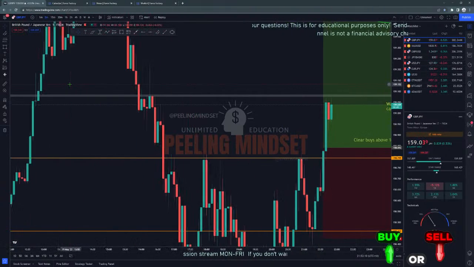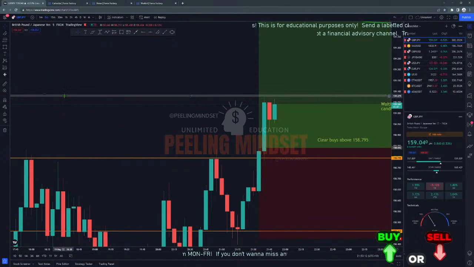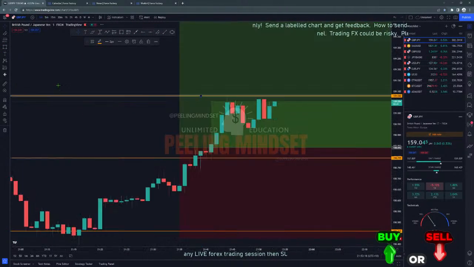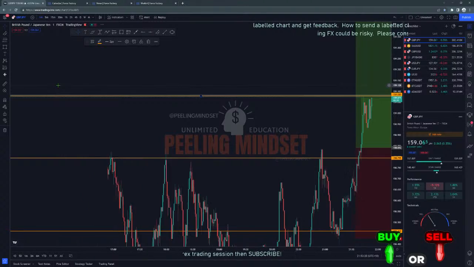5 minute candle still hanging around. It's having a hard time breaking 159.080. If we can break 159.080, there's a high chance we can start pushing up here.